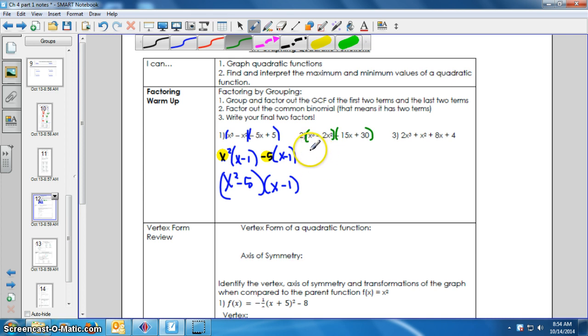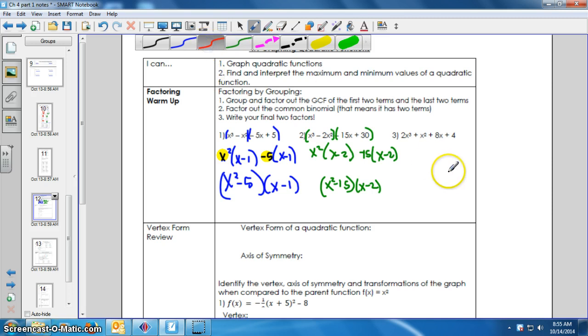All right, so this first one, you should have pulled out an x squared. And then the next one pulled out a negative 15. And notice that your parentheses match. So your answer is x squared minus 15 times x minus 2. And always double check to make sure that you can't simplify that farther, which you can't.